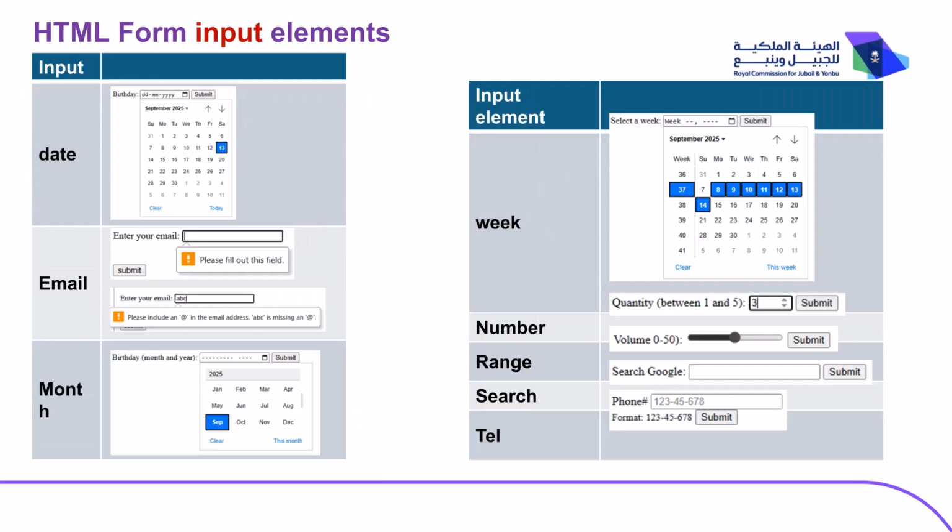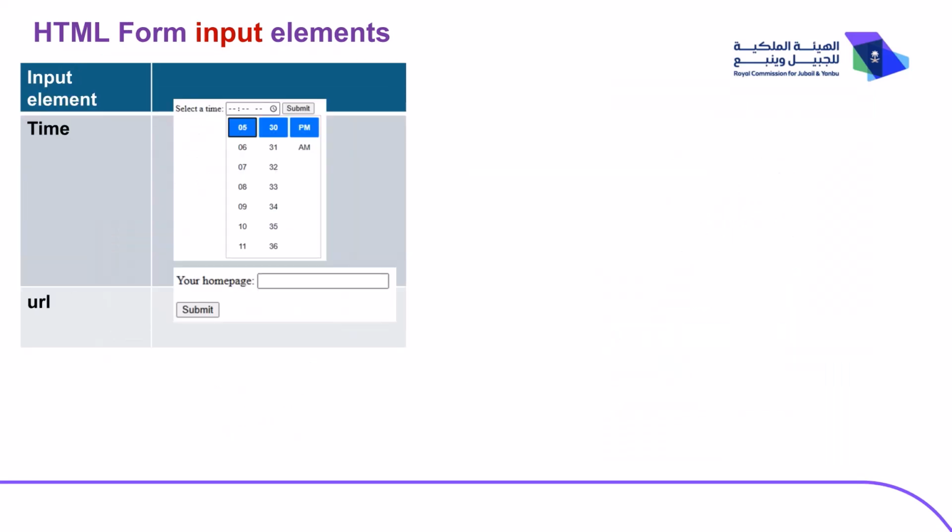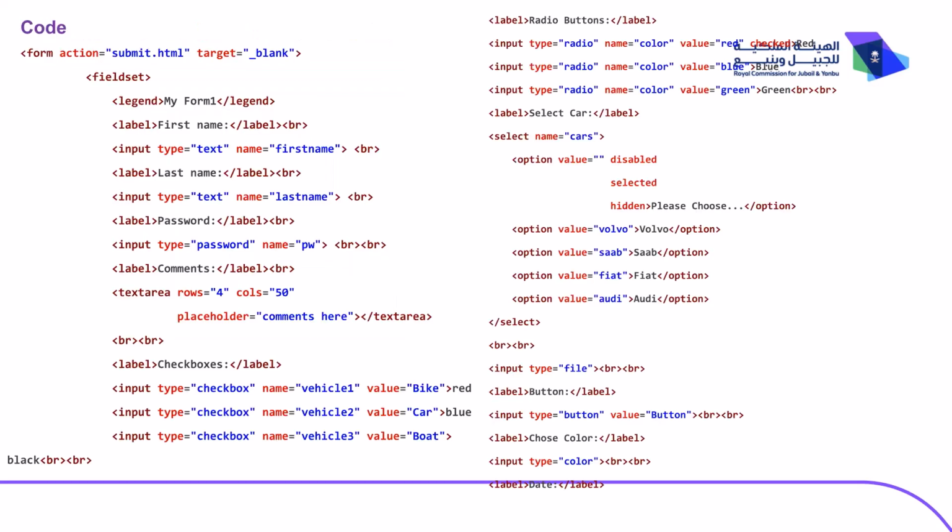This video continues the discussion on the different types of input elements used in HTML forms. More examples of HTML form input elements are shown here. This code sample shows how to use text, password, and text area inputs, as well as checkboxes, radio buttons, and the select dropdown. It also illustrates file, button, and color input types.